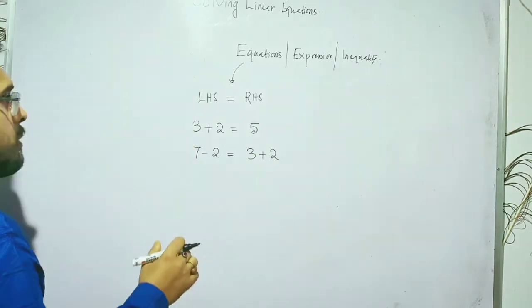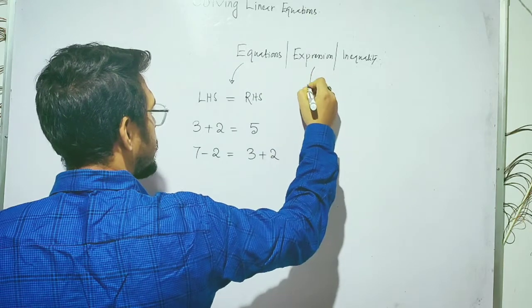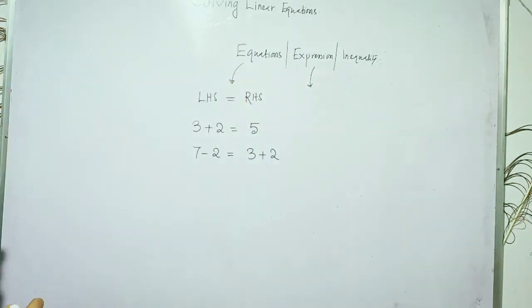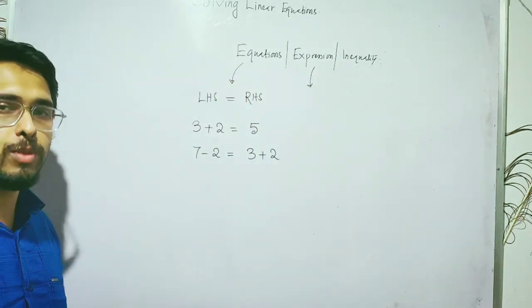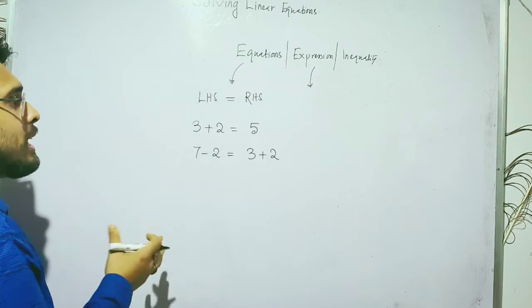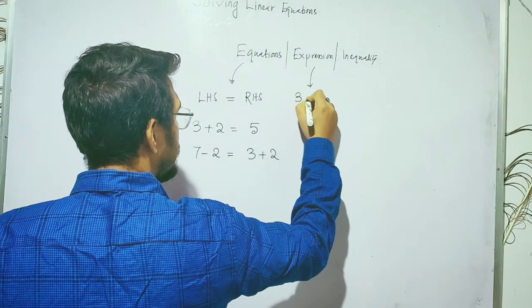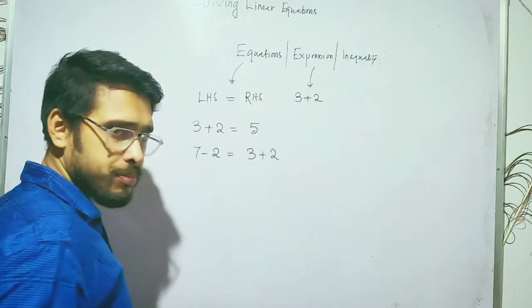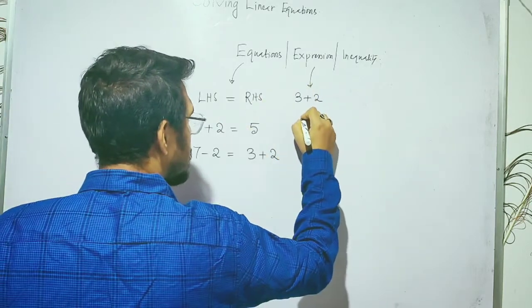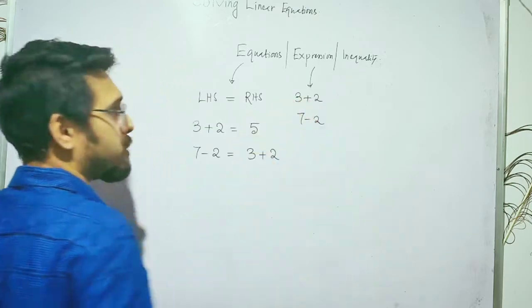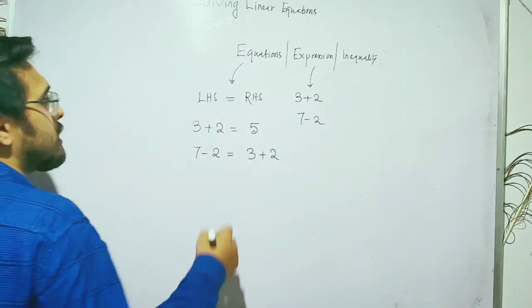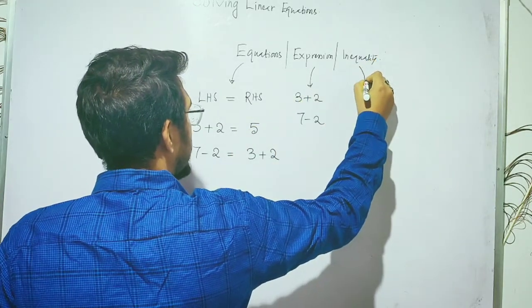Now let us talk about expression. Expression means only one of the sides will be present and there won't be any equality. That means we can say 3 plus 2 is an expression, or we can say 7 minus 2 is an expression.